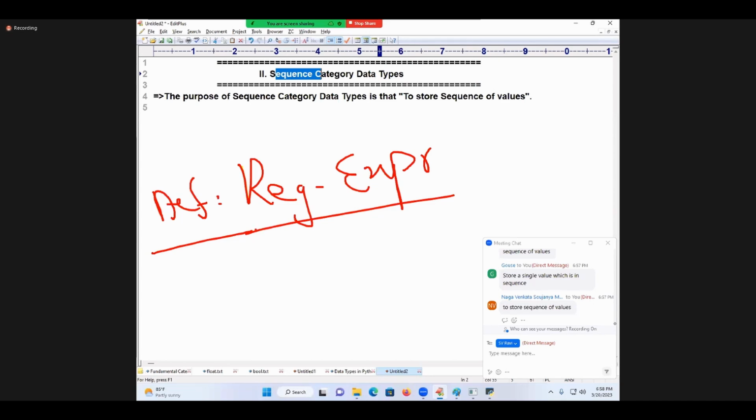Regular expressions are those which are regular. Irregular. Regular expressions are those which are regular.